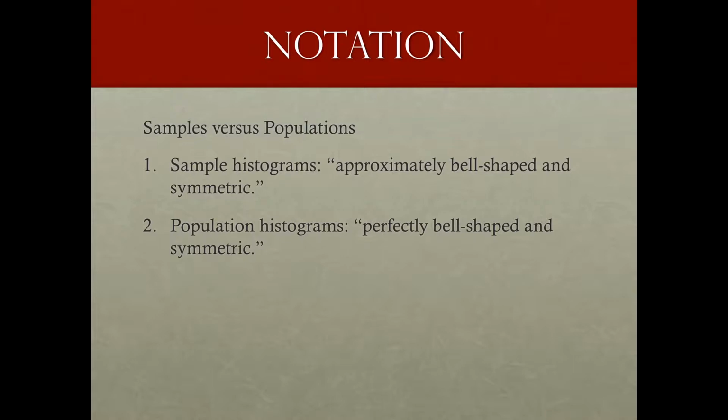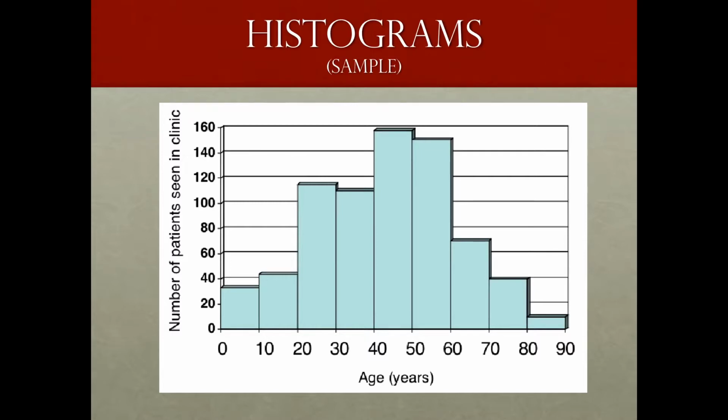On that note, sample histograms could be approximately bell-shaped and symmetric. Population histograms that are perfectly bell-shaped and symmetric we call normal distributions. So guys, here's a sample. Looks like we've looked at the number of people in a particular age group. These seem to be patients seen in a clinic. And we have something that's clearly bell-shaped and symmetric here.